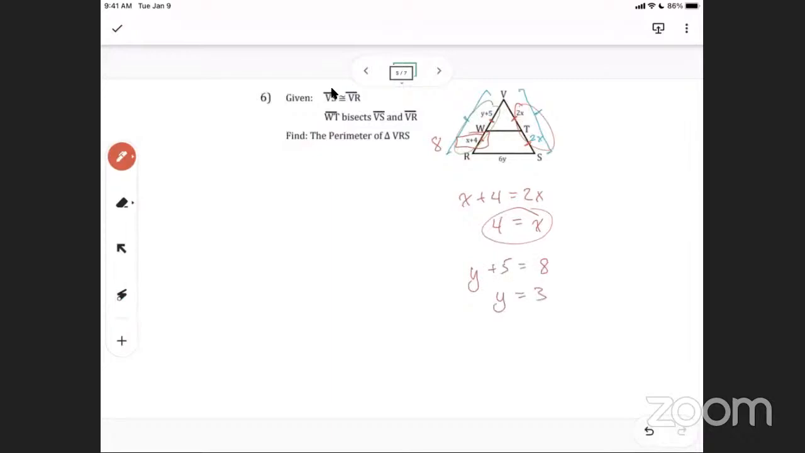So now let's plug in our values. Plug in 3 for y here. This is 8 and 8 and 8 and 8, and 6 times 3 is 18. So it's basically 4 times 8 plus 18. So 32 plus 18, which is 50. Good? Any questions on that one? Are you good? I'm good.